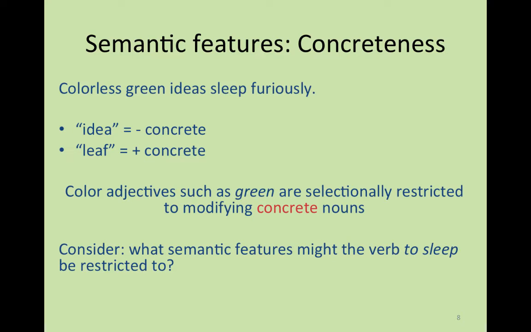Whereas, to contrast, a noun like leaf, which is a real object in the world, has the property of being plus concrete. So color adjectives like green, blue, red have the selectional restriction where they can only modify concrete nouns. So if we said green leaves sleep, well, that's a little bit better, but then what we're seeing is that there's something going on with sleep, right? Which is basically the same animacy selectional restriction that we saw in the past. We wouldn't just say that things that aren't alive sleep, typically.